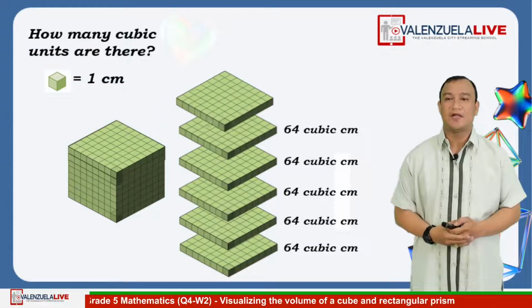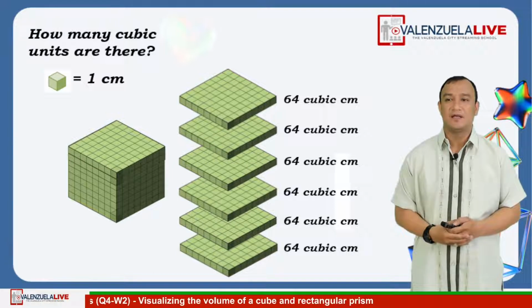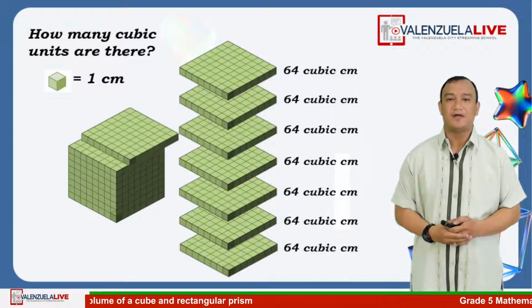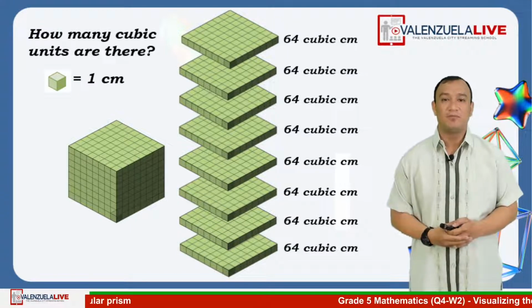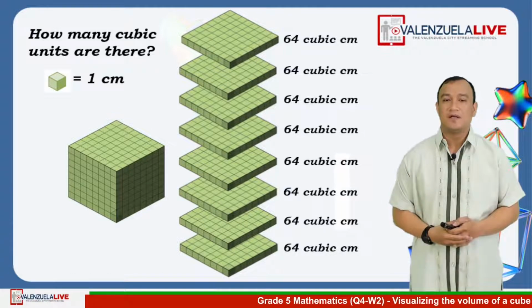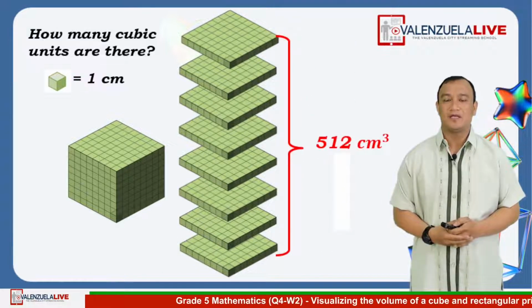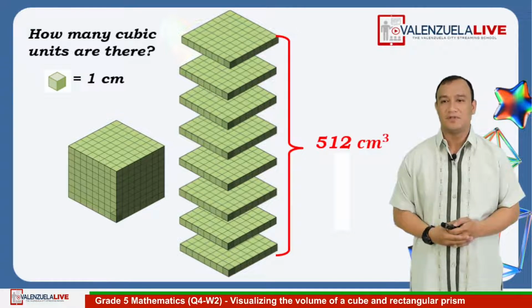The sixth layer has 64 cubic centimeters. The seventh layer has 64 cubic centimeters. And the eighth layer has also 64 cubic centimeters. And the total number of cubic centimeters in this cube is the sum, which is 512 cubic centimeters, the volume of this cube.